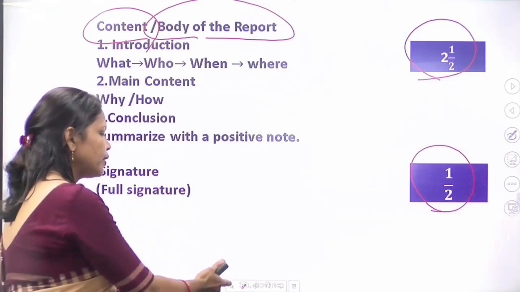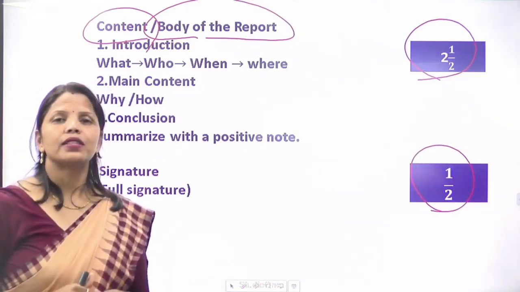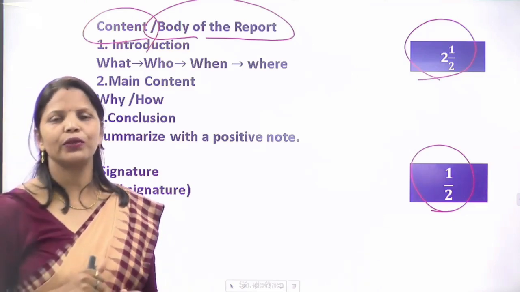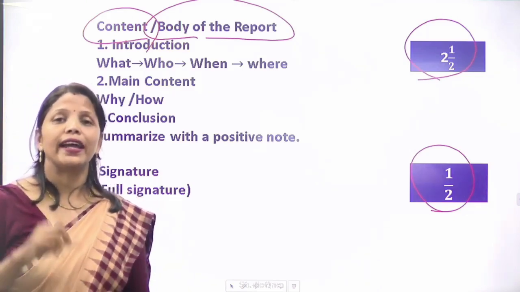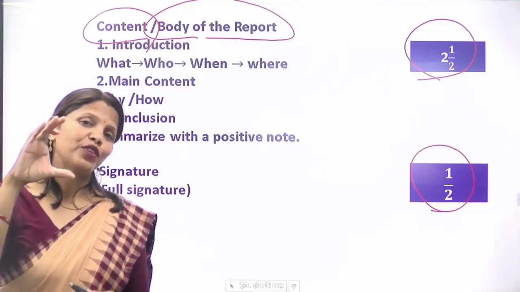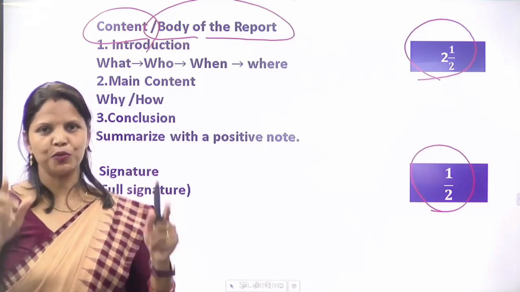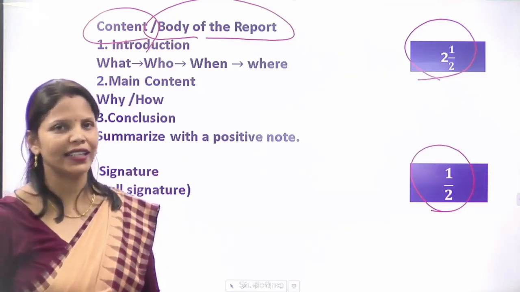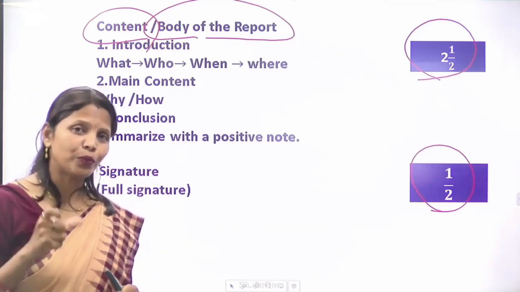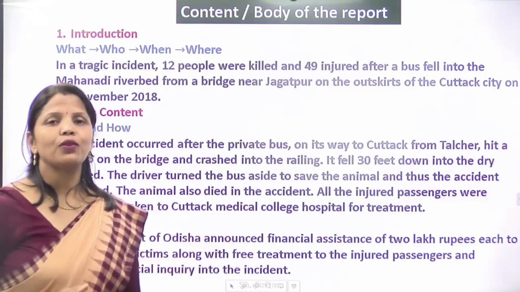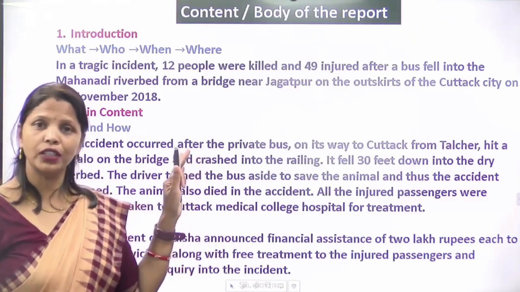And if you remember, children, there was a chapter in our class 9, that is Road Safety Week. From the very beginning, the chapter started with a paragraph, that was a newspaper cutting, an article which was a newspaper report. So we will take that example to see how we can write the body of the report.